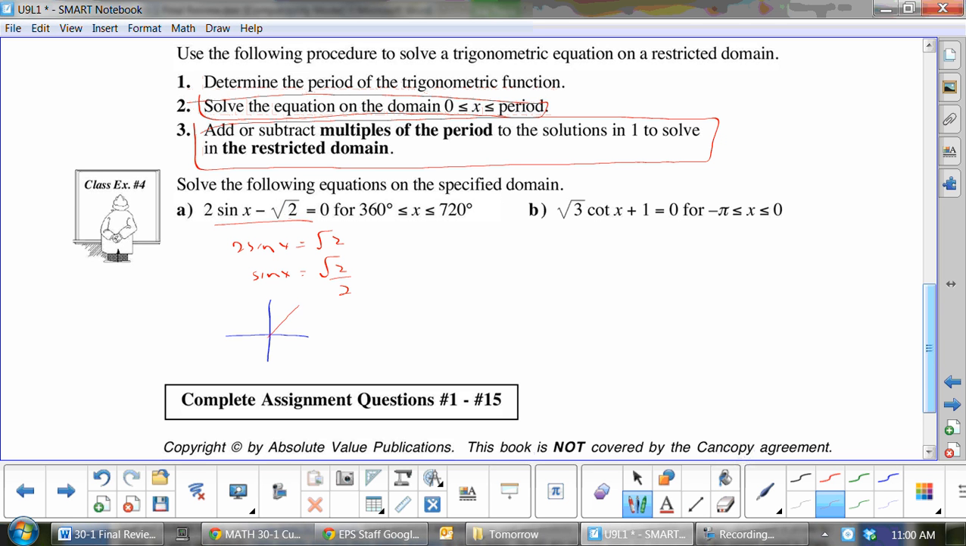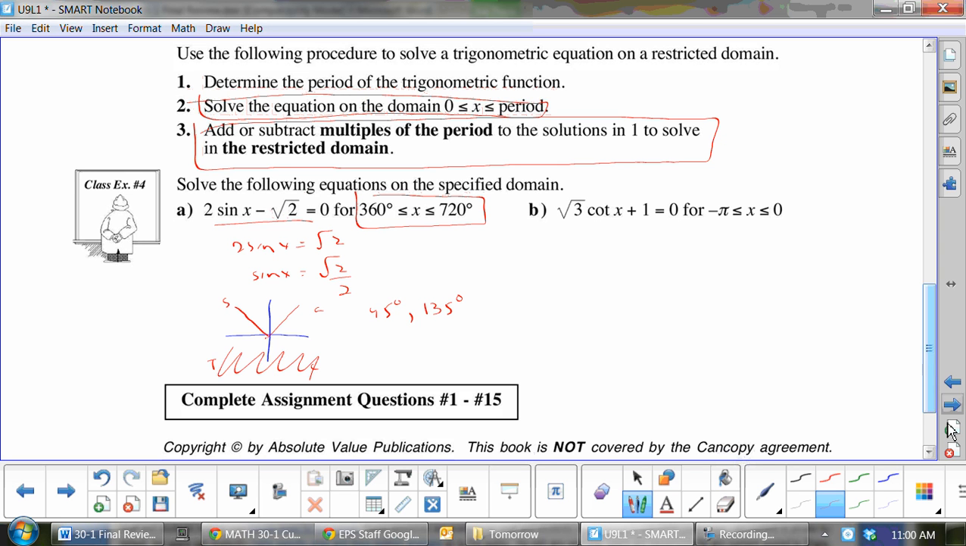Pi over 4, and is that right? No. Sine would not be there. This is CAST, so we have to be in those two quadrants. So that's where we get our pi over 4. Oh no, actually this is in degrees. So what would it be in degrees? 45 degrees and 135 degrees. Now, look. It said I want you to give me all the answers in here and here.